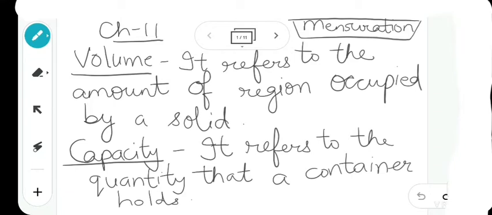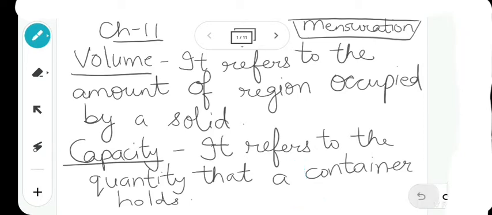For example, we are having containers. Suppose we are having a water bottle. Now, how much quantity of water it can contain, that will be its capacity. For example, if it can contain 1 liter of water, then its capacity will be 1 liter. So, capacity means how much a container can hold.